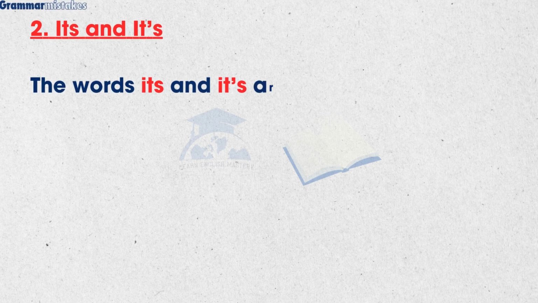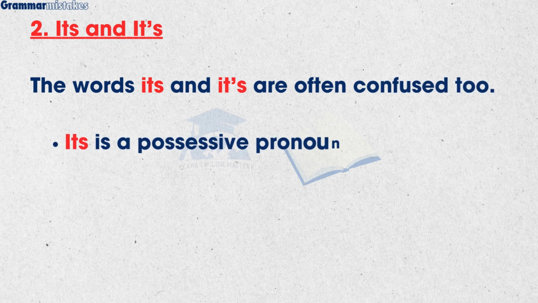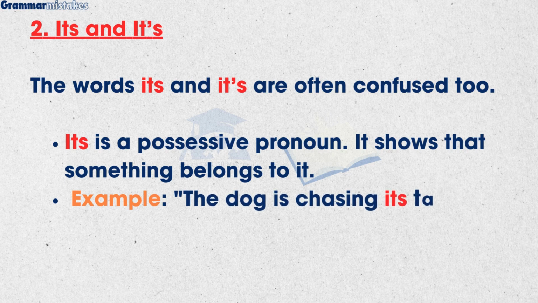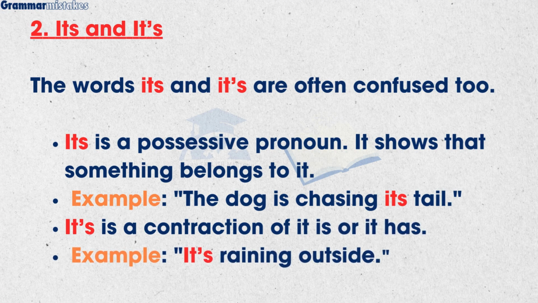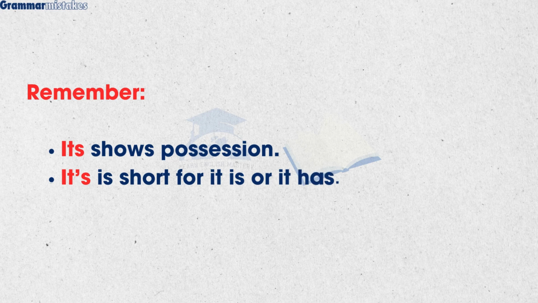2. It's and its. The words it's and its are often confused too. Its is a possessive pronoun. It shows that something belongs to it. Example, the dog is chasing its tail. It's is a contraction of it is or it has. Example, it's raining outside. It is raining outside. Remember, its shows possession. It's is short for it is or it has.